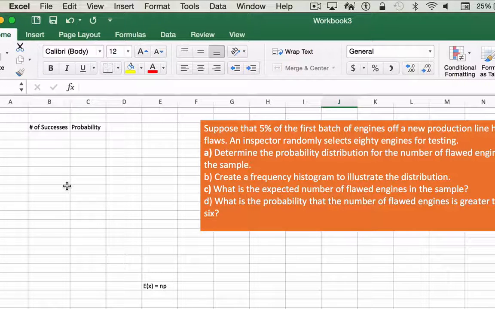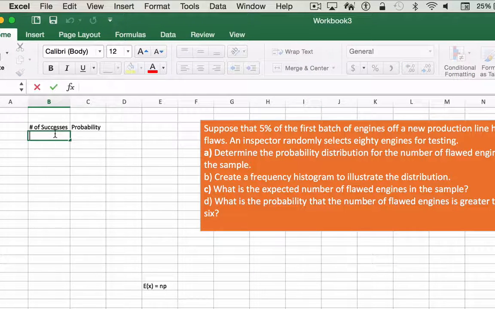So we're going to use Excel in order to answer this binomial distribution problem. Suppose that 5% of the first batch of engines off a new production line have flaws. An inspector randomly selects 80 engines for testing. We wanted to determine the probability distribution for the number of flawed engines in the sample.